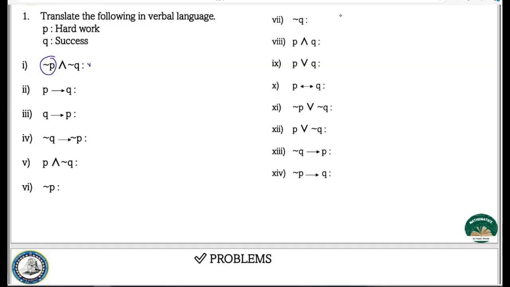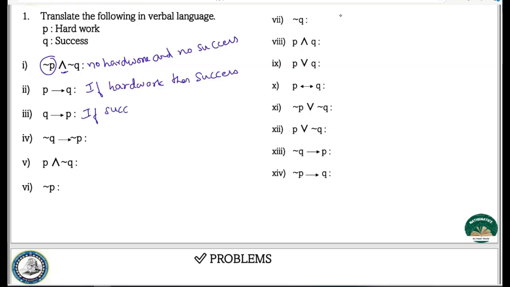Negation P will be no hard work. Cap is and. Negation Q will be no success. No hard work, no success. Then P implies Q: you should use if-then, so if hard work, then success. Then Q implies P, reversing them: if success, then hard work.